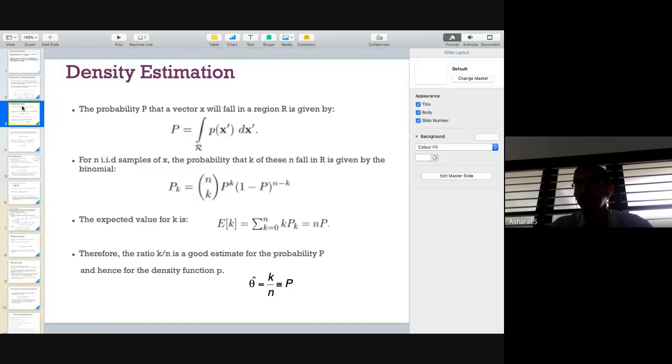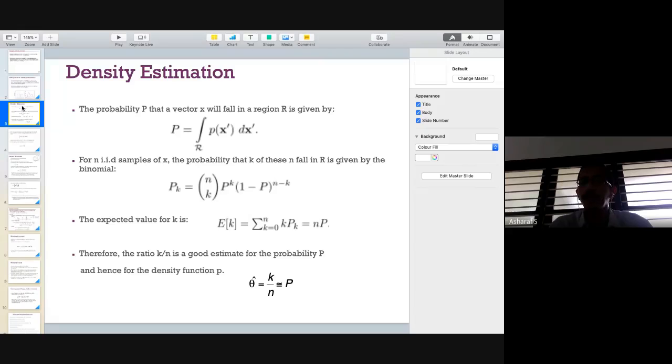Given IID samples of X, the probability that K of these fall into the region R is given by the binomial. Given n samples, K fall into the region. K can be chosen out of n, P is the success probability of a point falling into the region, and 1 minus P is the failure probability. Then n choose K, P to the power K, times 1 minus P to the power n minus K, is the binomial distribution for this particular context.